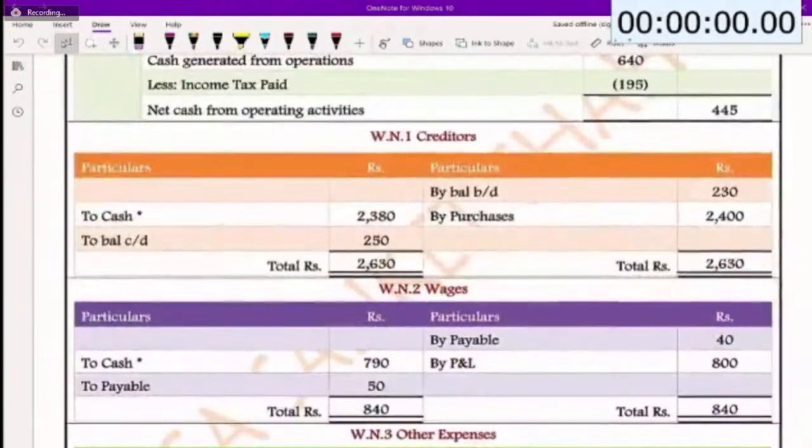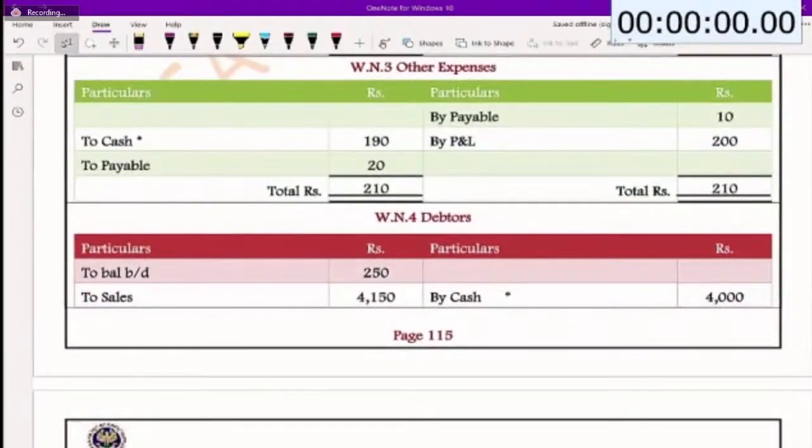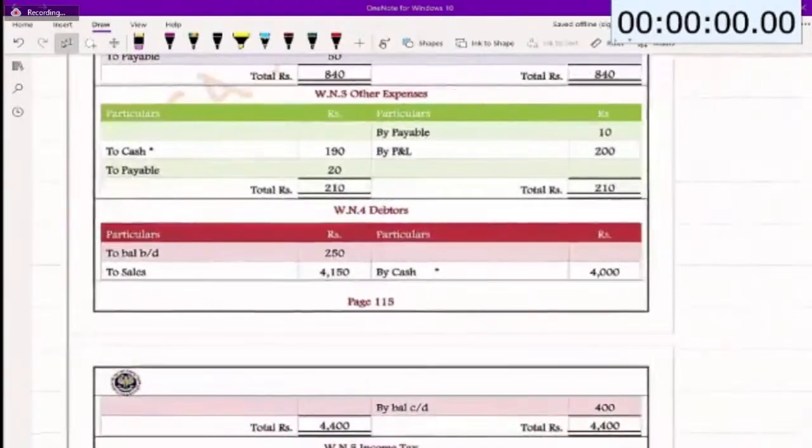Creditors account from balance sheet, by balance brought down to balance carried down, and by purchases. So creditors is the balancing figure to cash. Wages by payable to payable, by P&L and to cash. So creditors account, wages account, you can see here. Other expenses account, debtors account. You can take a screenshot of other expenses and debtors account.